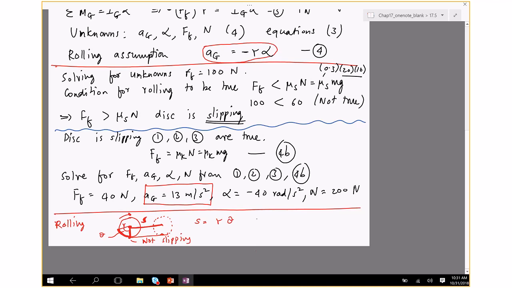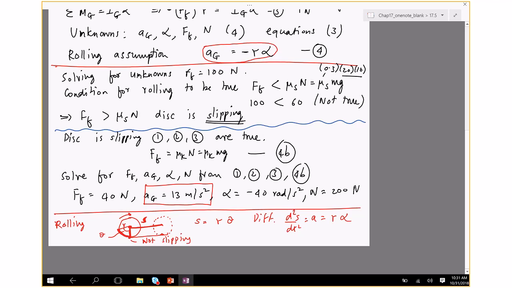And so if you differentiate that expression with respect to time twice, you get d squared s by dt squared, which is the acceleration, equals r times the second derivative of theta, which is alpha. And that's how you get it.